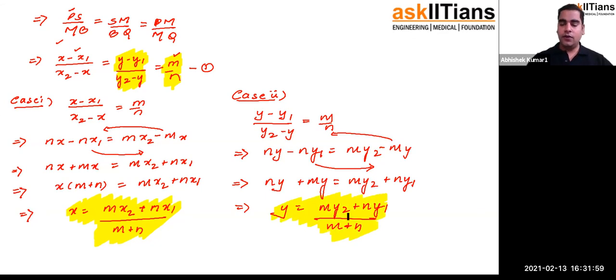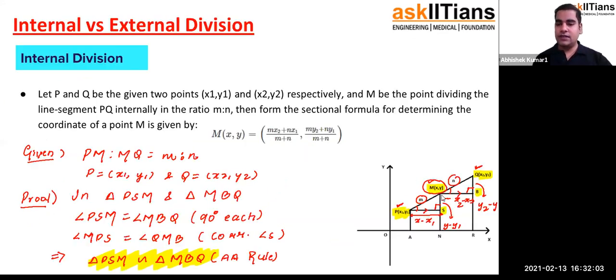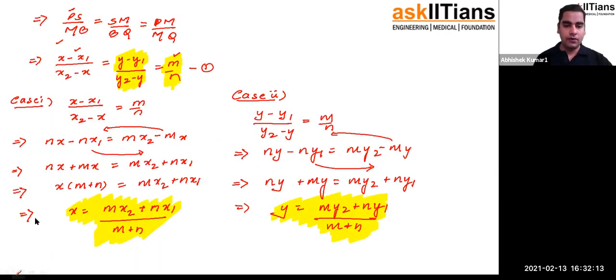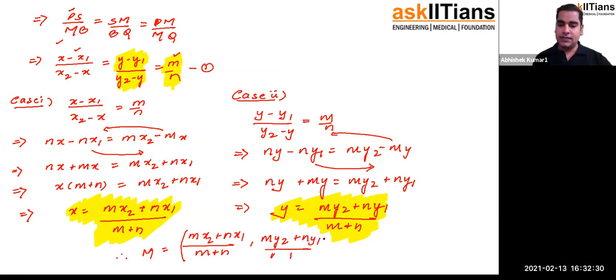So what we were supposed to find out in this topic were the coordinates of point M, which are x comma y. So what are the coordinates of point M? Therefore it can be said that the coordinates of point M by the section formula are ((mx2 + nx1)/(m + n), (my2 + ny1)/(m + n)). Okay, so this is the section formula in the case of internal division.